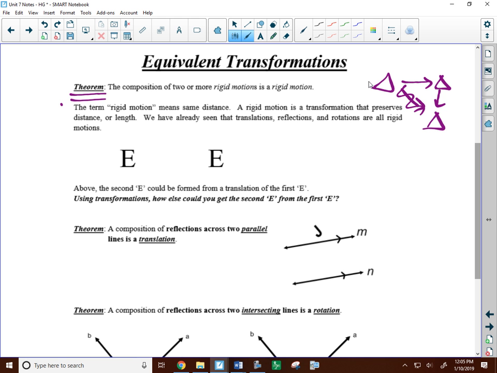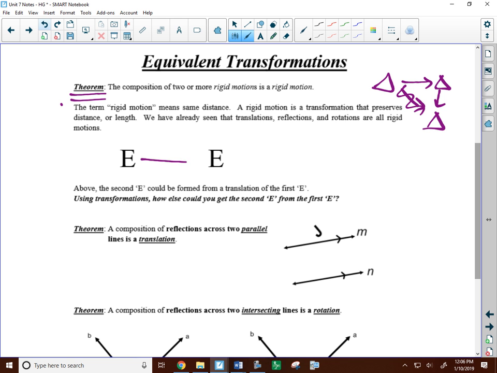Okay, so there's two important theorems from this that I want to talk about. First one, I'm going to ask a question first. So I have the letter E here and the letter E there. Copied this one, pasted it over there. Now, one option is I could do a single translation. Just move it to the right. We're not on a grid. We could be, but we're not. So just moving it right, whatever amount, so that it matches up.